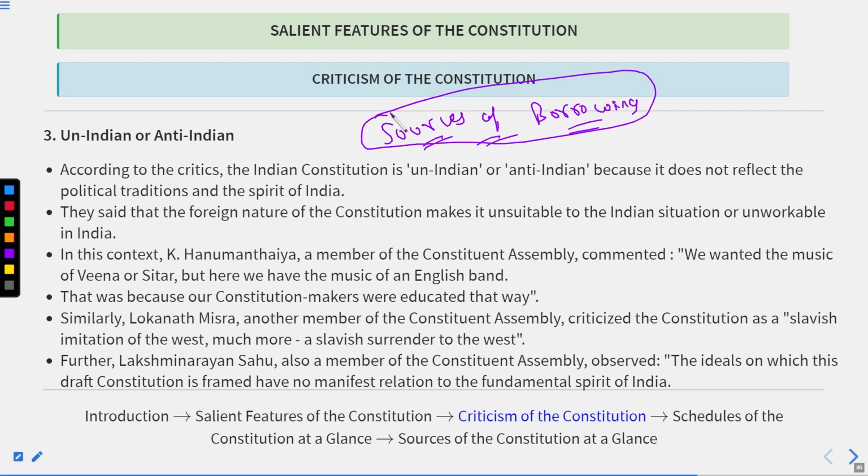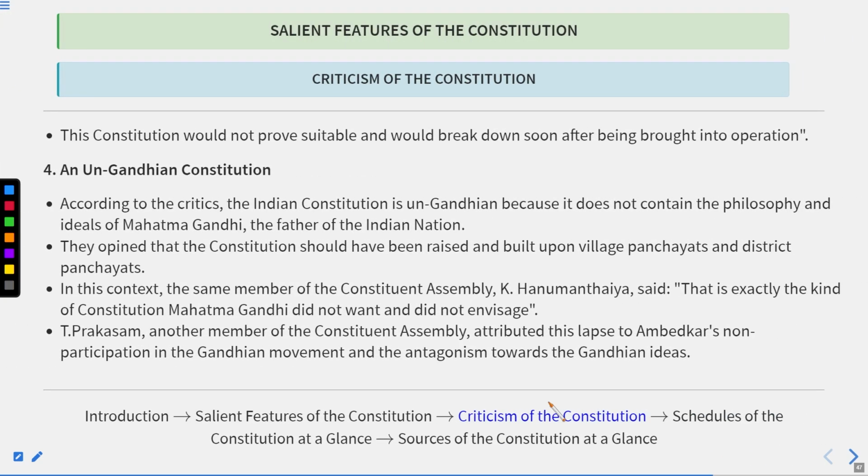Further, Lakshmi Narayan Sahu, also a member of the Constituent Assembly, observed that the ideals on which this draft constitution is framed have no manifest relation to the fundamental spirit of India. Basically, all of these critics were trying to say we had just copy pasted the Western ideals in our constitution, and our constitution is not based on the fundamental spirit of India, on the grassroots problems of India that must be present while formulating the constitution. This is their point of view. Okay, this constitution would not prove suitable and would break down soon after being brought into operation.